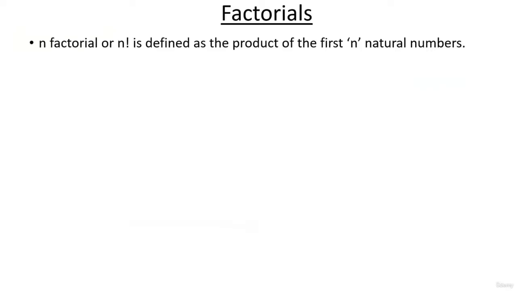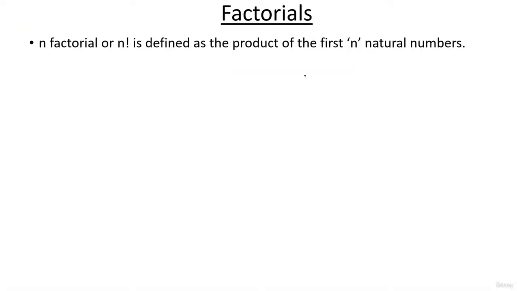Okay, guys, so let's understand what factorials are. The basic definition is that n factorial is nothing but the product of the first n natural numbers. So if I say 5 factorial, the simple meaning is 5 into 4 into 3 into 2 into 1. The way to write it is 5 followed by an exclamation mark.